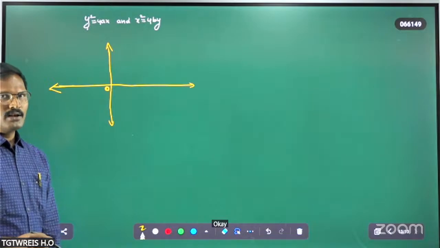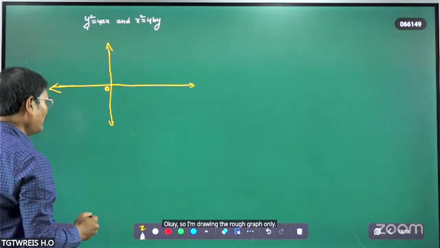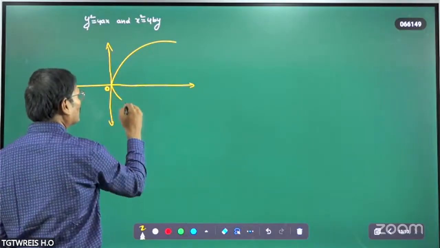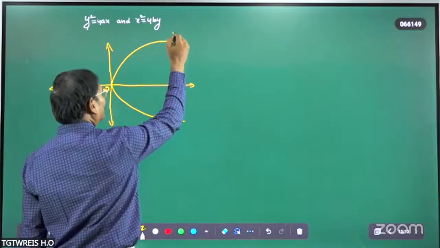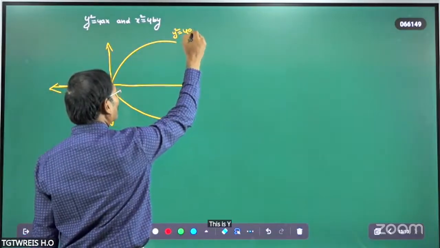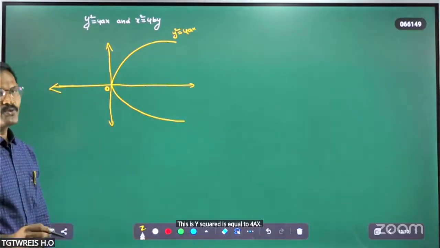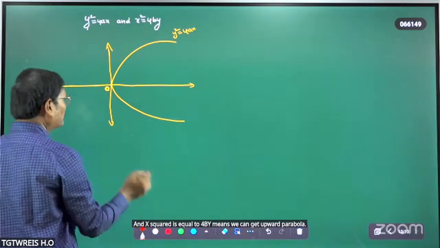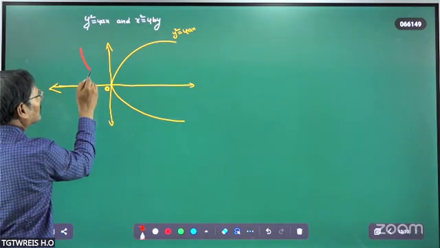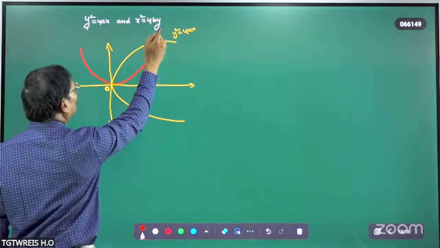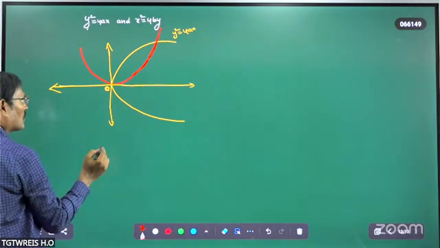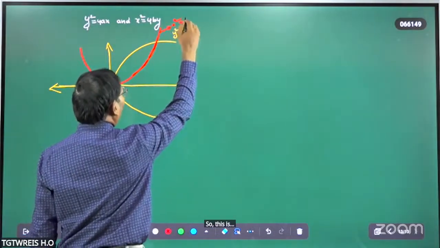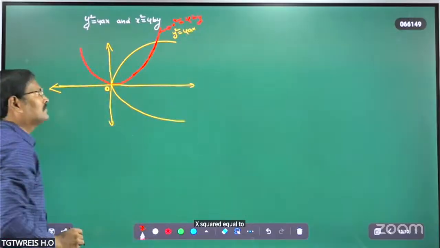Okay, so I'm drawing the rough graph only. y square is equal to 4ax. This is y square is equal to 4ax. And x square is equal to 4by means we can get an upward parabola. So this is x square equal to 4by.